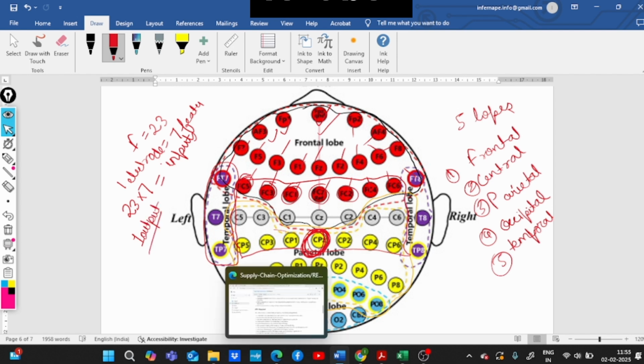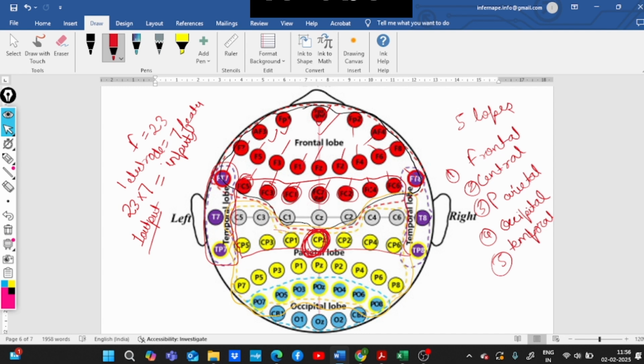In this study, I have not taken the frontal lobe, but I have taken the occipital lobe. This is the occipital lobe over here. In the occipital lobe, 1, 2, 3, 4, 5, 6, 7, 8, 9, 10, 11, and 12 electrodes are there. So in total 12 into 7 features, this many inputs are there.